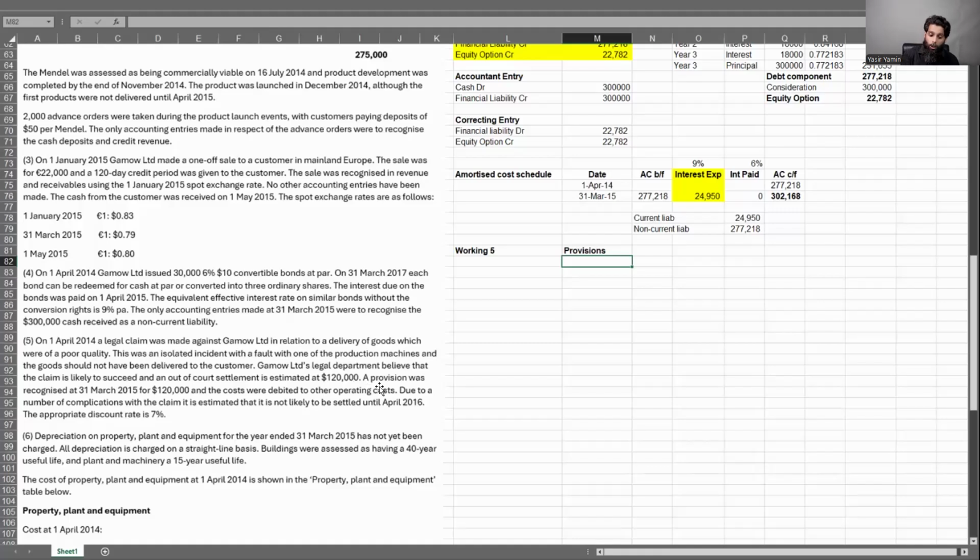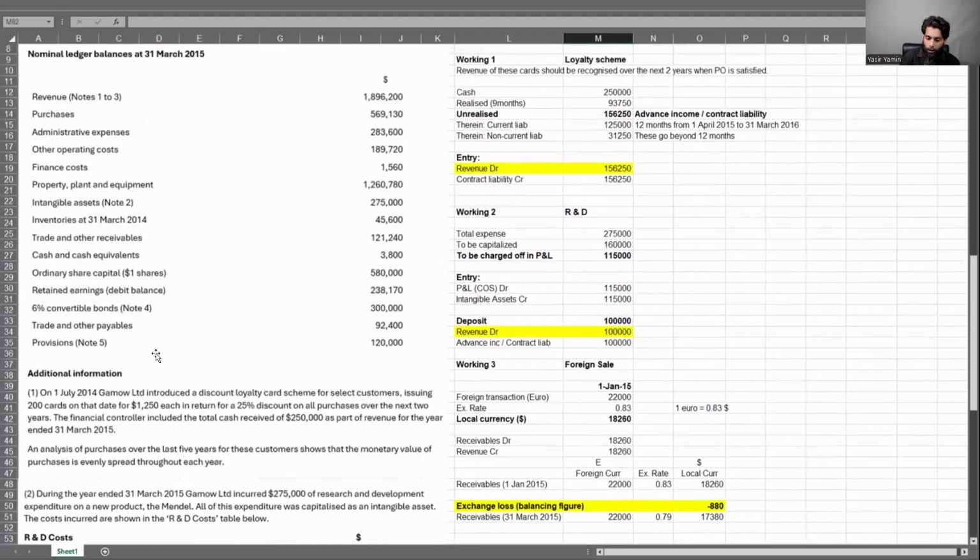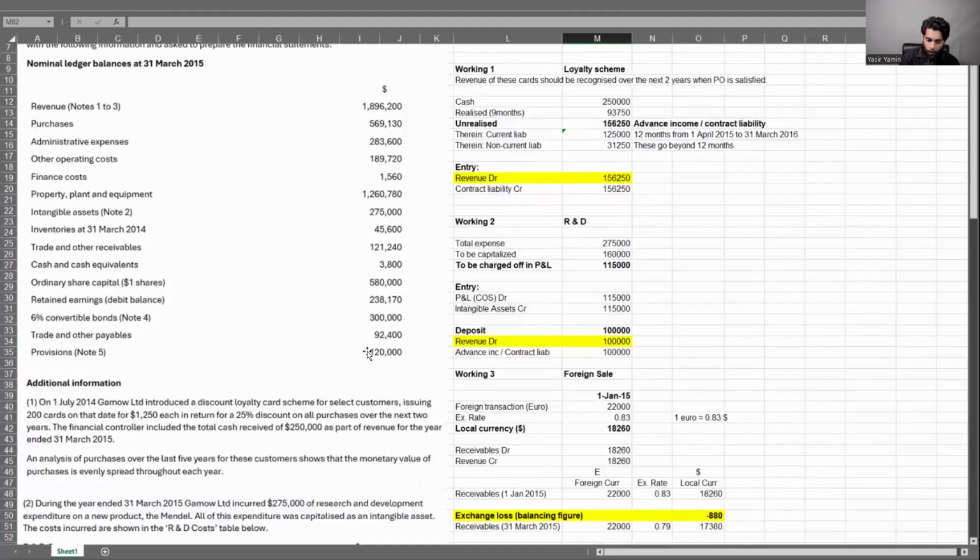Examiner says a provision was recognized at 31st March 2015 for $120,000 and the cost was debited to other operating cost. They are saying we have already recognized the provision. And you can see this in the trial balance as well. Here you see the provision is 120,000 and the expense element is contained within this other operating cost. Perfect, my fellows. Perfect.